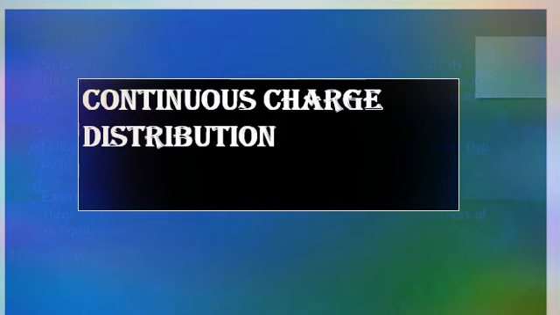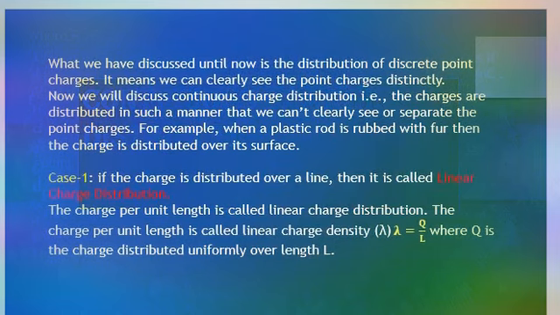Now we should move to another topic, continuous charge distribution. Continuous means, what we have shown before were discrete, that is, we can see and feel the charges individually. But continuous means we cannot; they are so closely spaced that we cannot see them individually. That is called continuous. As an example, if you rub a comb on your head, then the charge is distributed over its surface. That is a continuous charge distribution.